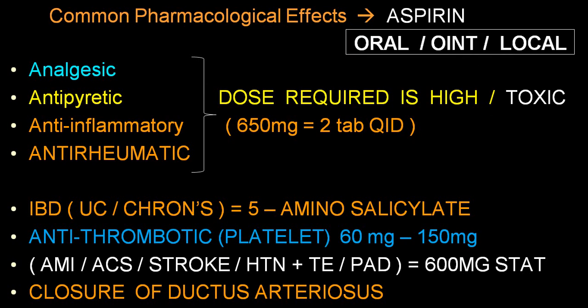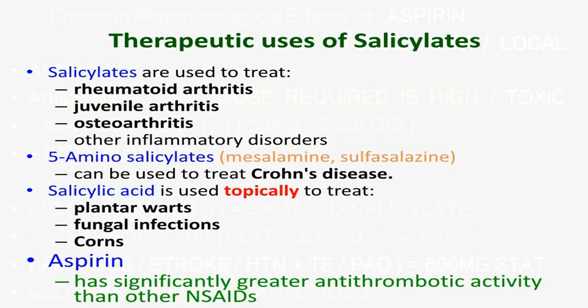So this is regarding aspirin. It is available in oral form, ointment form and local form. Depending upon the etiology you can utilize it. So salicylates are very commonly utilized but have to be used in a little larger dose in rheumatoid arthritis, juvenile arthritis, osteoarthritis and other inflammatory disorders.